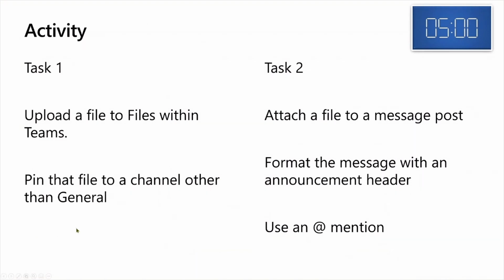So now we move on to the activity portion of this. So there are, again, two tasks. The first task is to upload a file to files within Teams, and then pin that file to a channel other than the general channel in your team. So if you don't have more than one channel, you're going to have to create a channel 2. Task number 2 is to attach a file to a message post and then format the message with an announcement header. And I'm going to get you to mention somebody or something within there whilst you're doing that. And obviously we've got our 5-minute timer that I'm going to start for you, and then we're going to walk through how we do that in a minute or two.